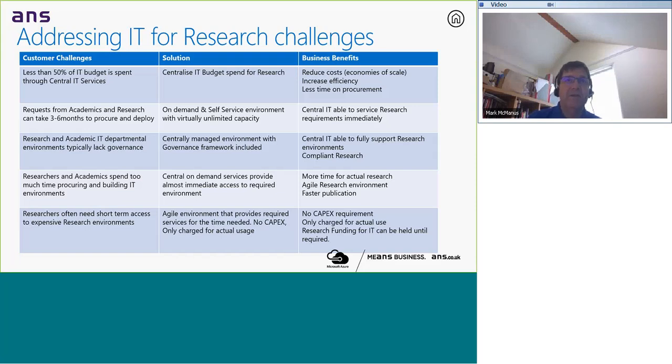Again, looking at those customer challenges, requests from academics and researchers can take 3 to 6 months to procure and deploy, and in some cases a lot longer, depending on the complexity of the environment being requested. Ideally, what we want is an on-demand, self-service environment, centrally managed and organized, with compliance and governance wrapped around it, but able to spin up environments really quickly with virtually unlimited capacity. That benefits Central IT in servicing the research environment with that governance wrap, while still maintaining the autonomous approach that researchers require for the environments they build.